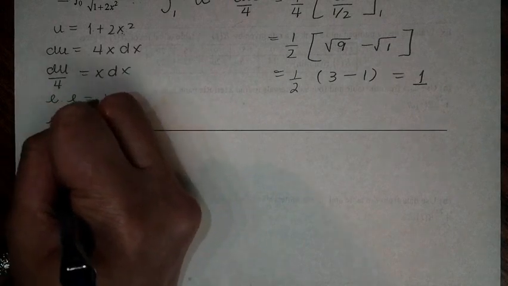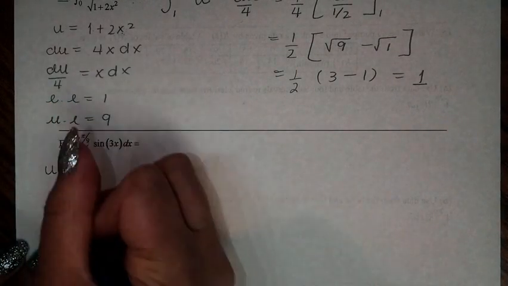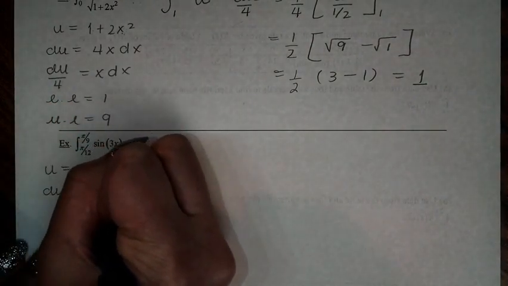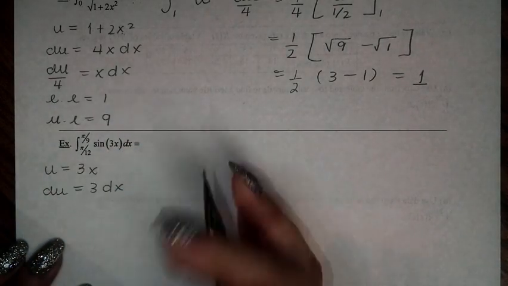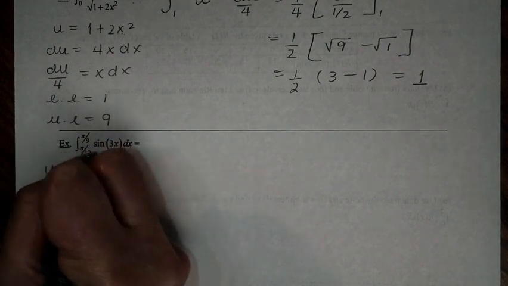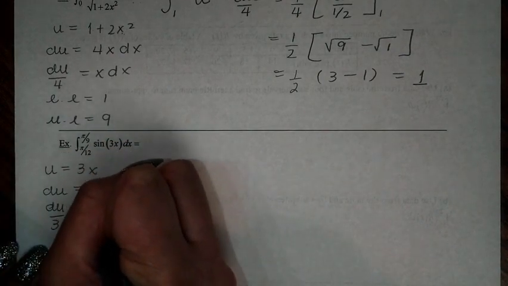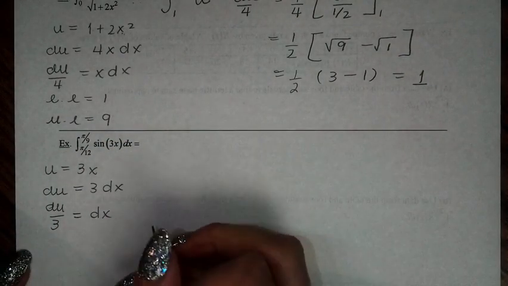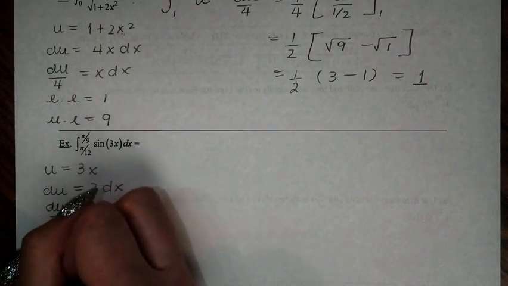So your u is going to be equal to 3x, and the derivative of that is going to be 3 dx. You can see that we don't have the 3 anywhere, so you are going to do a similar process. du divided by 3 is equal to dx. So when we substitute here, you are going to have du divided by 3.